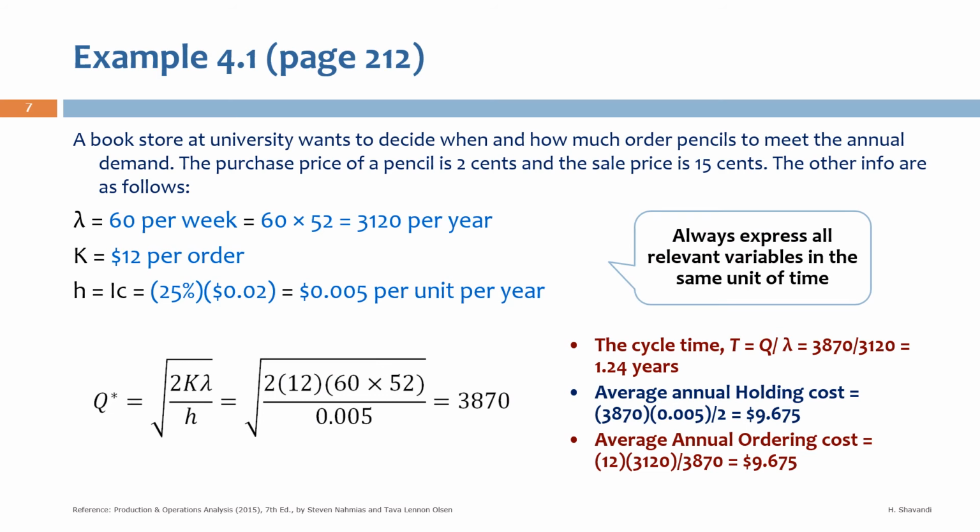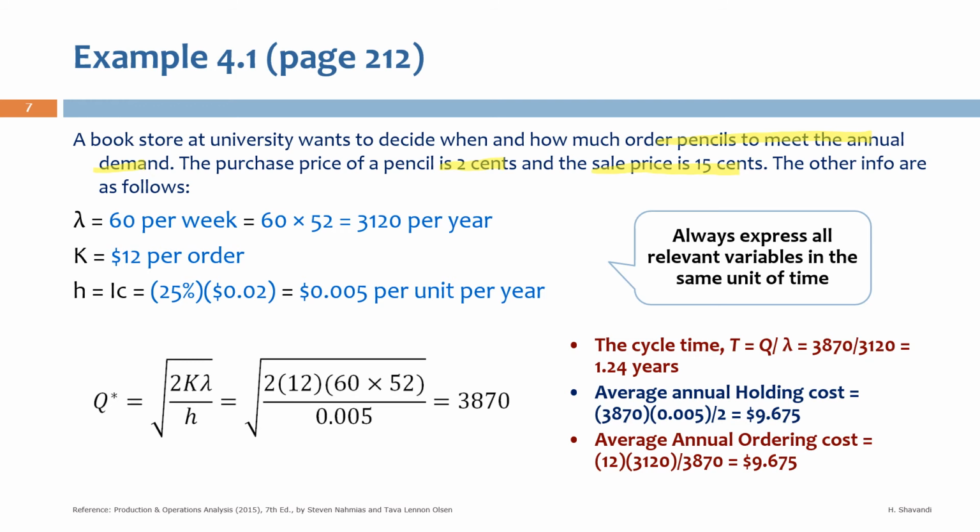Let's have an example here. We have a bookstore at a university that wants to decide when and how much to order pencils to meet the annual demand. The purchase price of a pencil is 2 cents and the sale price here is 15 cents.